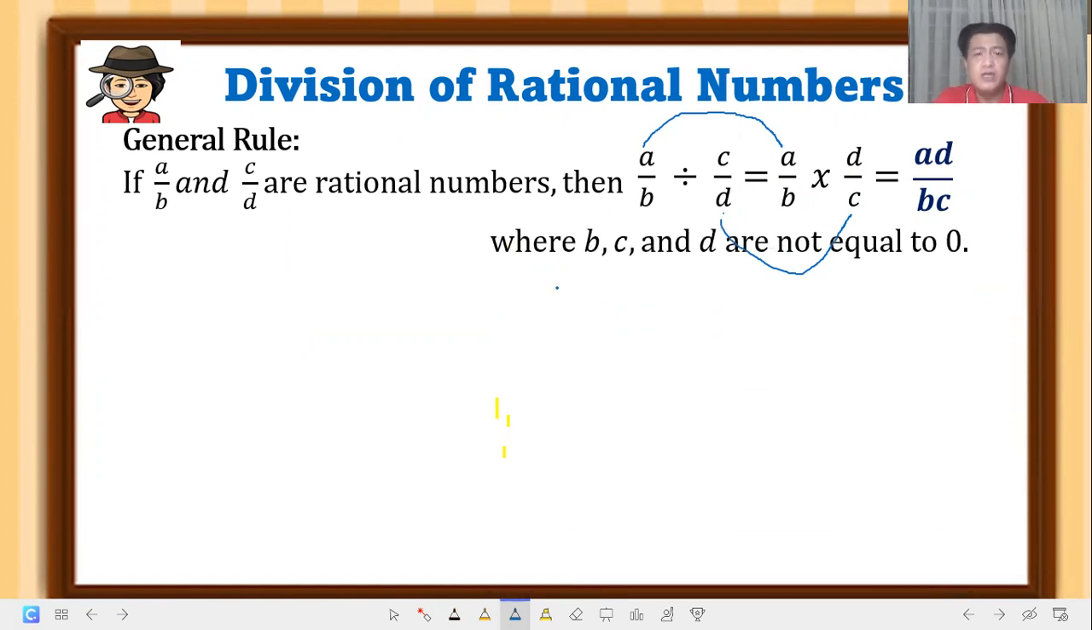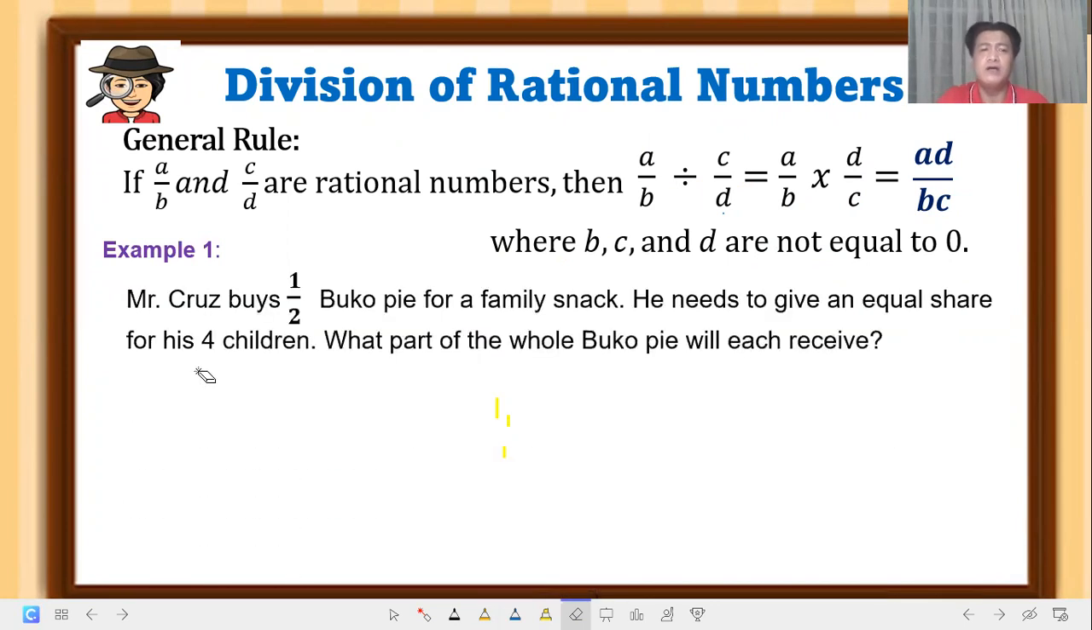Okay, but take note, yung B, C, and D are not equal to 0. Remember, bakit siya hindi pwede maging 0? Kasi nga, magiging undefined po yung fraction natin. Or, hindi siya pwede maging 0. Kaya nga, tandaan natin. Okay, let's have example number 1.